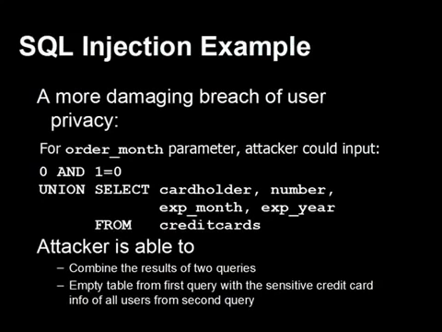So you could imagine that the attacker could instead type in input such as 0 and 1 equals 0 union select cardholder number, expiration month, expiration year from credit cards. So what this does, the 0 and 1 equals 0 will basically evaluate to nothing, right? 1 never equals 0. None of the order months should be equal to 0. So that part of the SQL statement gives me nothing.